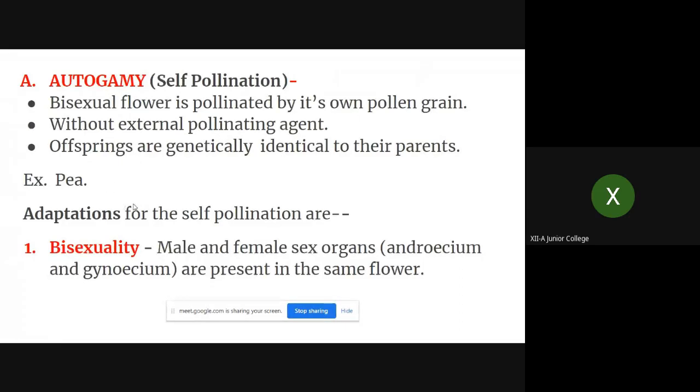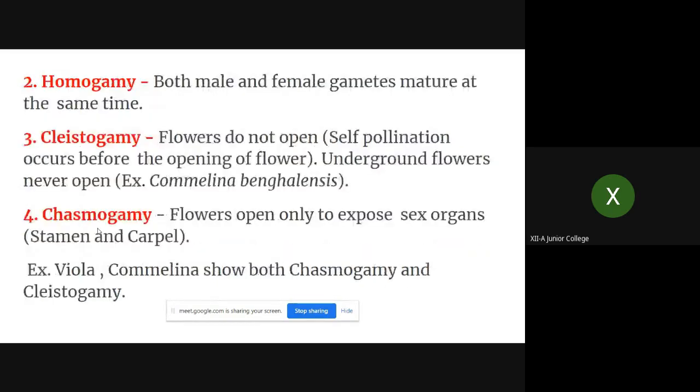Now, what are the inbreeding methods, or what are the adaptations for self-pollination? As I discussed, bisexuality is very important. The second most important thing is homogamy. Homo means similar. Both the male and female gametes mature at the same time, and that is what is called homogamy. This is also the second most important criterion. First is bisexuality, second is homogamy.